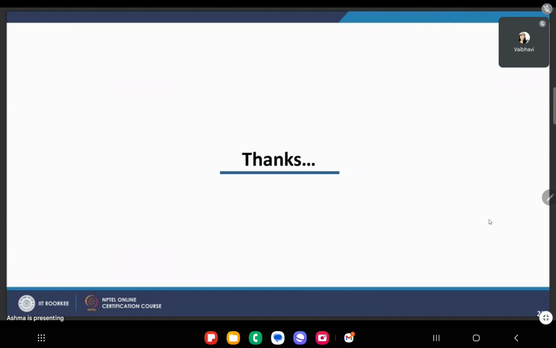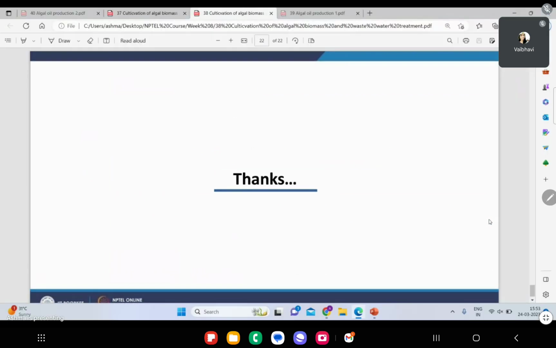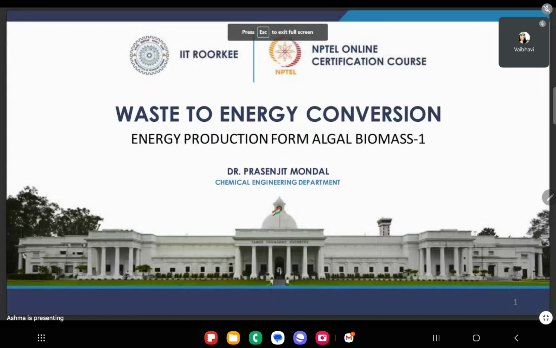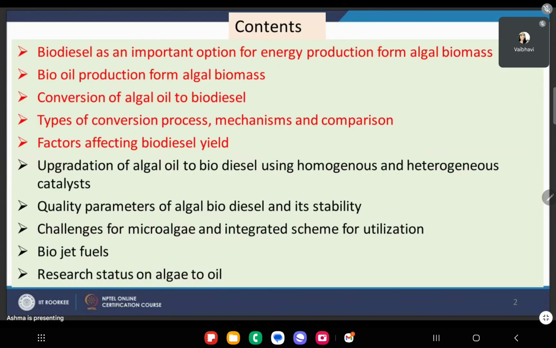So we'll move to module 4. Module 4 is on energy production from algal biomass. We can make biodiesel or biofuel from algal biomass. The contents of this module are biodiesel as an important option for energy production from algal biomass, bio-oil production from algal biomass, conversion of bio-oil to biodiesel, types of conversion process, mechanism and comparison, and factors affecting biodiesel yield.